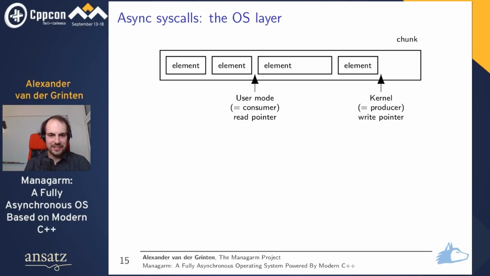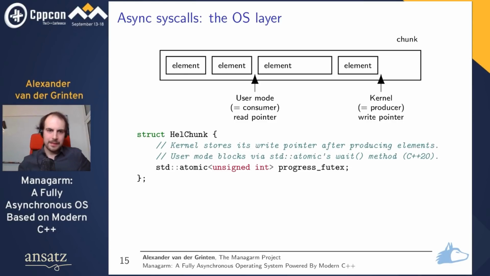How's that done in C++? Well, there's a bit of lock-free programming necessary, but it's not actually too hard. I'm not going to show the code, but I'm going to show the data structures here. So first of all, the chunk needs to be represented by, well, just an atomic integer, more or less. And into that atomic integer, the kernel stores its right pointer, just the pointer that's visualized above. And then user mode uses the wait function on this atomic variable to wait until the kernel pushed more data into the chunk. And then it can update its own pointers and read the data from the ring buffer.